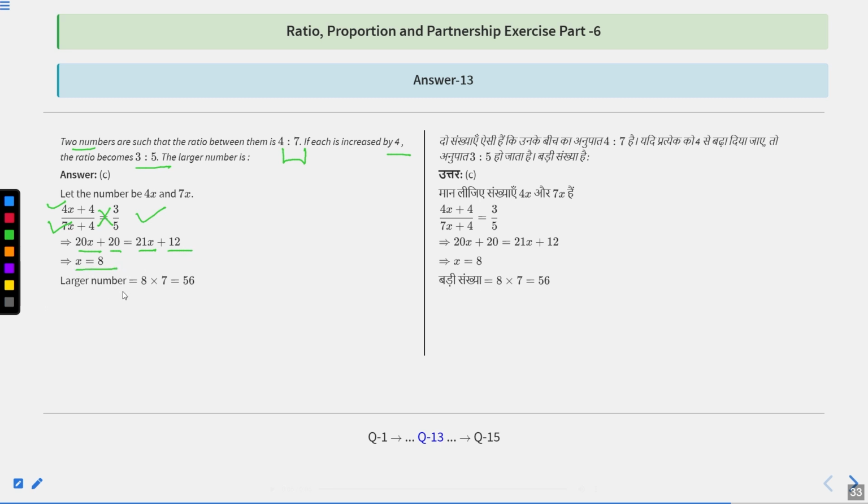So what is our largest number? Our largest number is 7x. So we put the value of x in 7x, multiplying 8 into 7, which is 56. So C is the correct answer.